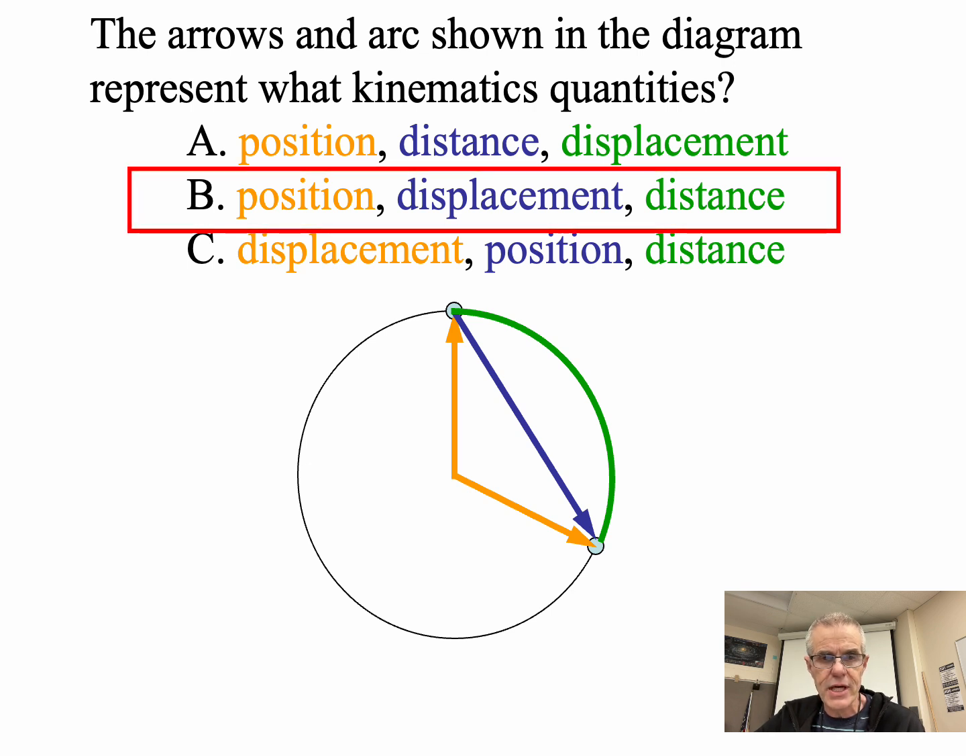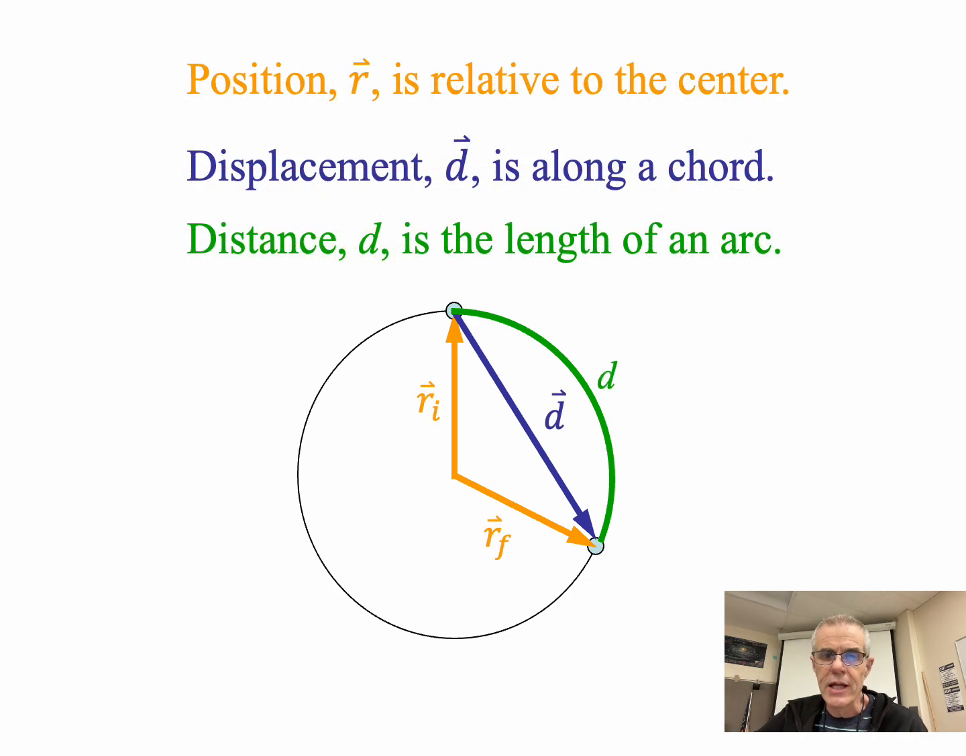It would make the most sense to say the orange arrows must be position, the blue arrow is displacement, and the green arc would be the distance. That makes sense because of the definitions. Position is an arrow showing where something is relative to a point of reference, and the center of the circle would be an obvious choice for the reference. Remember, displacement is net change in position, which is a vector quantity. It's just a straight line from wherever you started to wherever you ended. And distance is the length of the path traveled, which for circular motion would be an arc length.